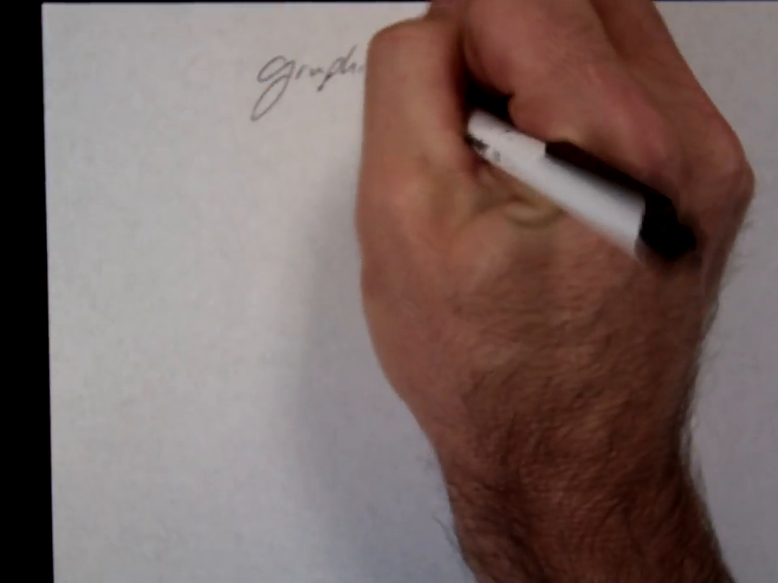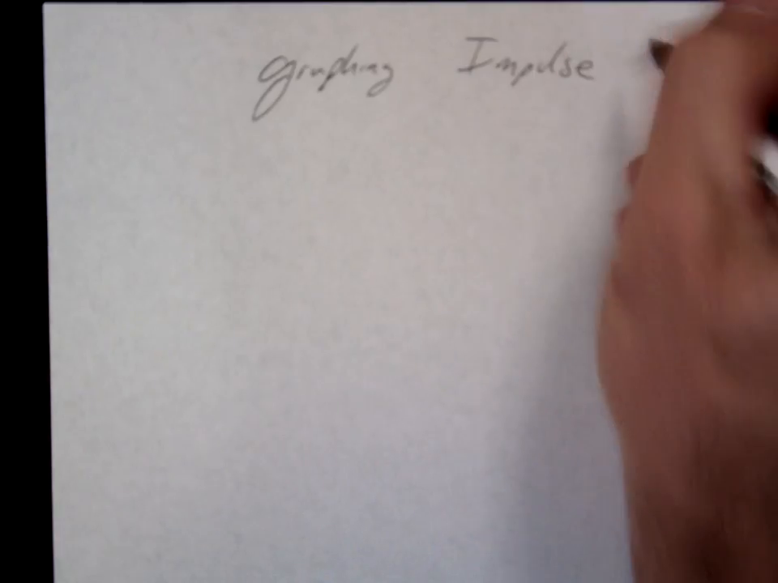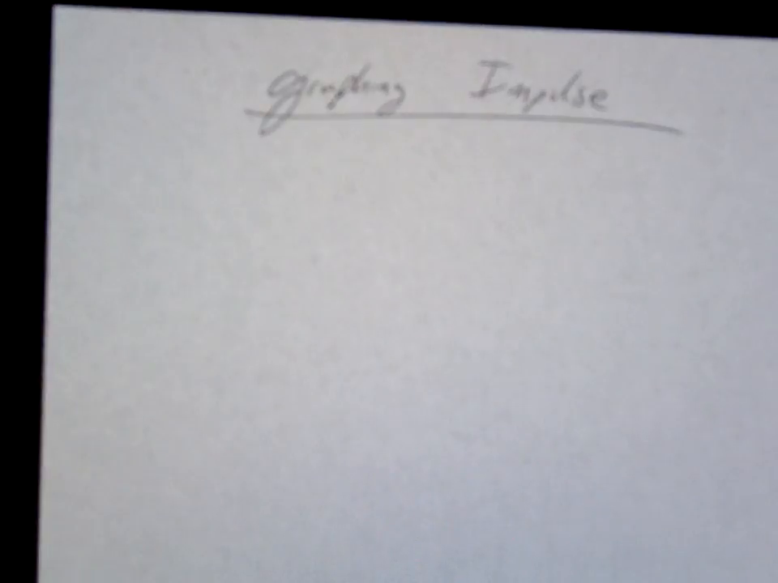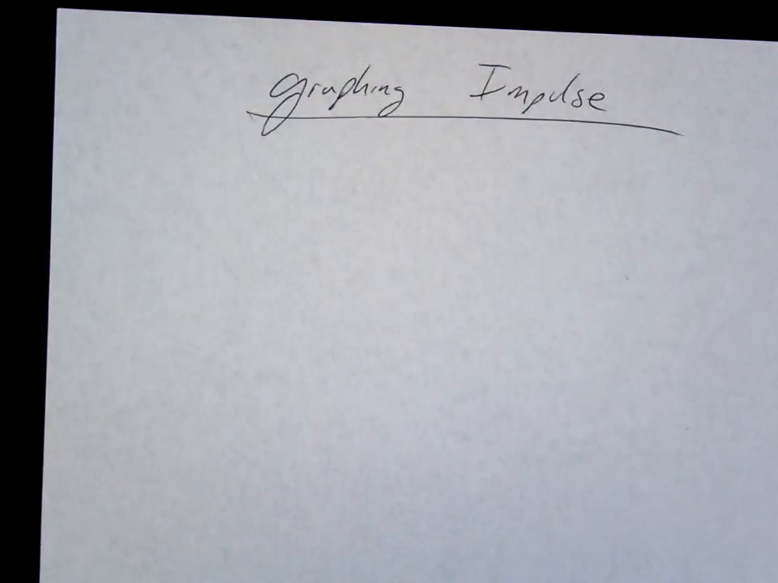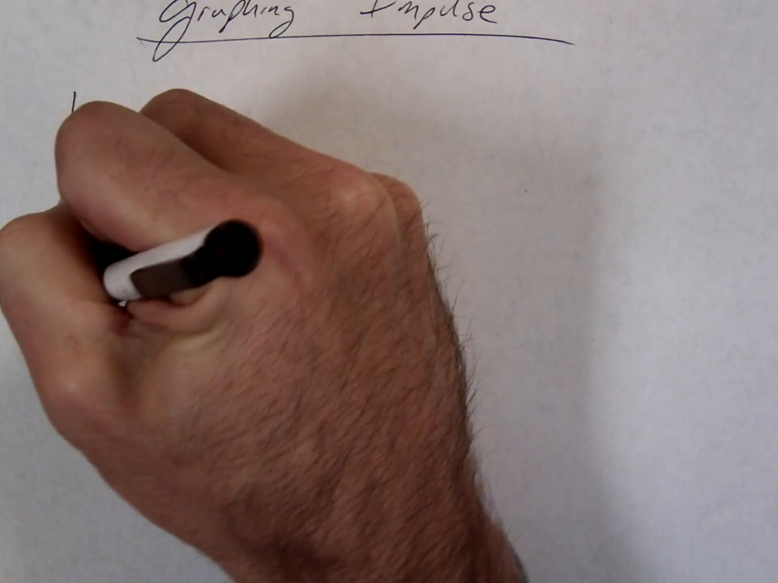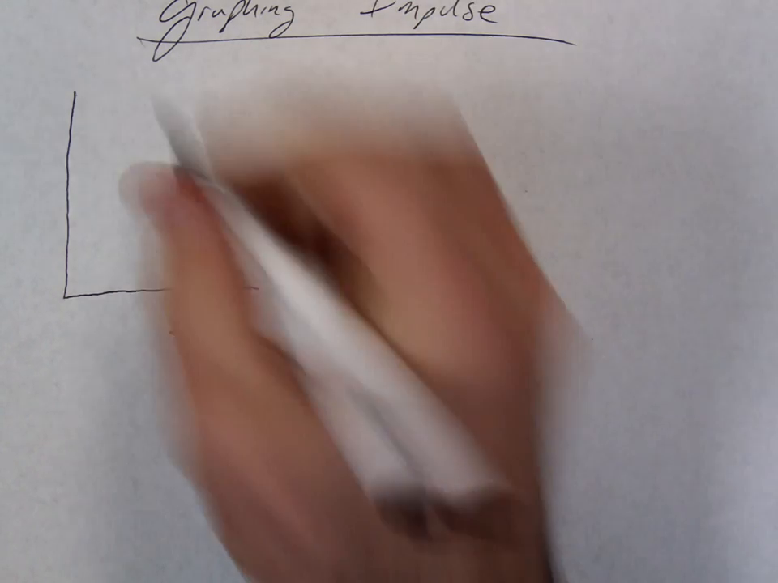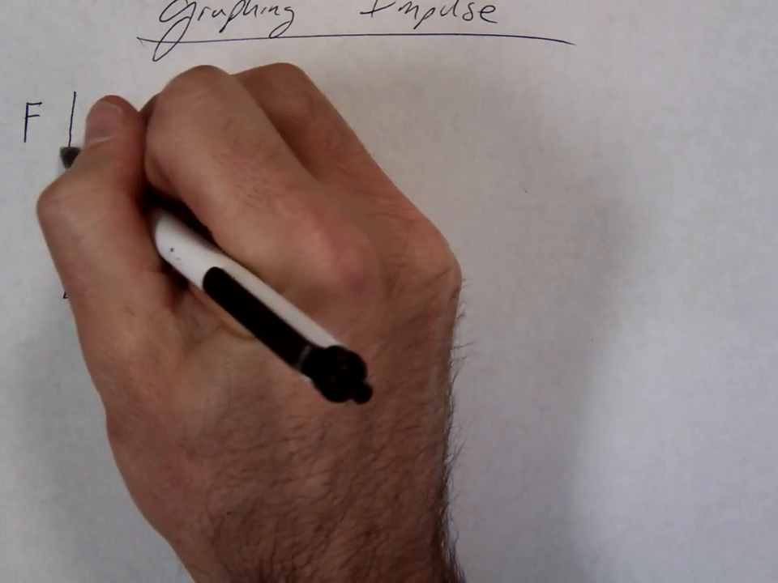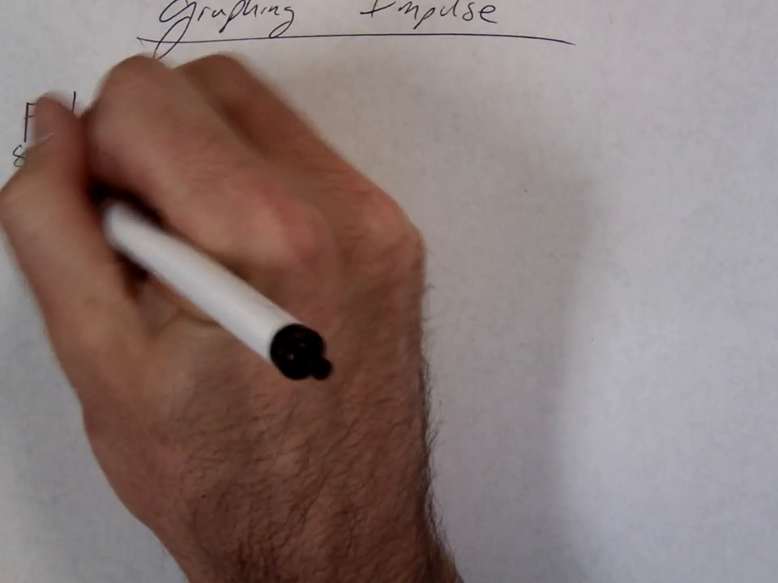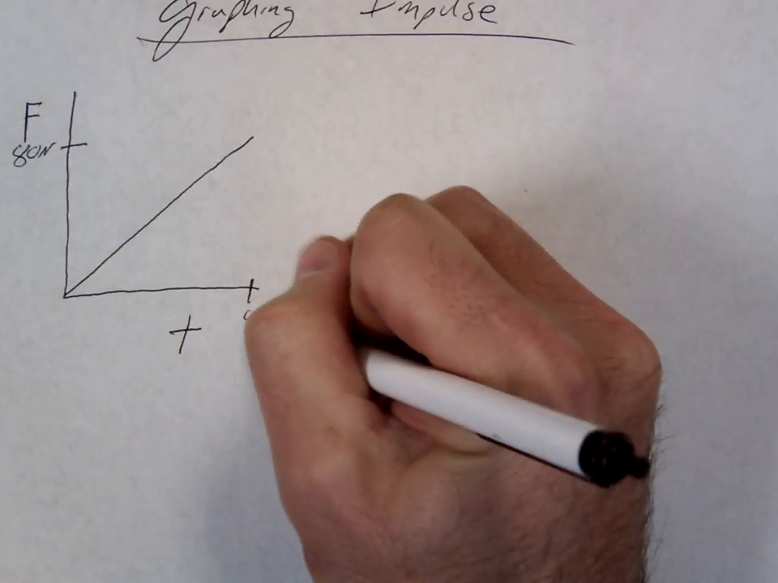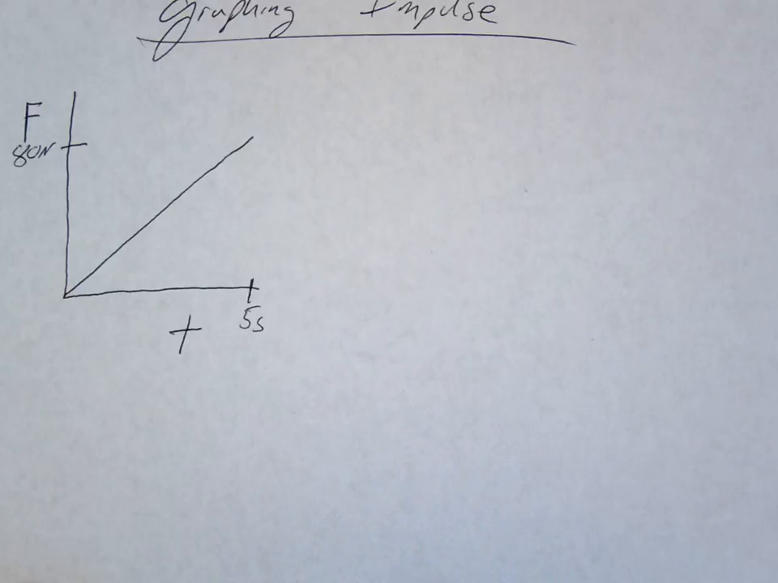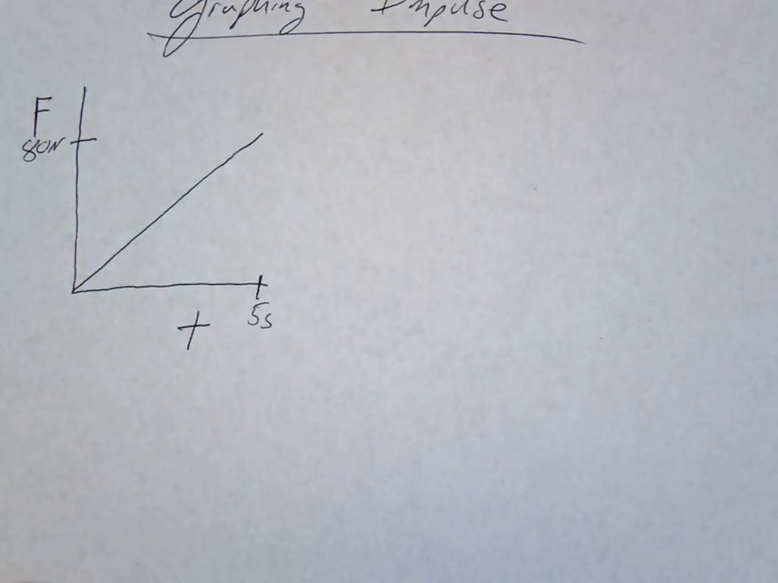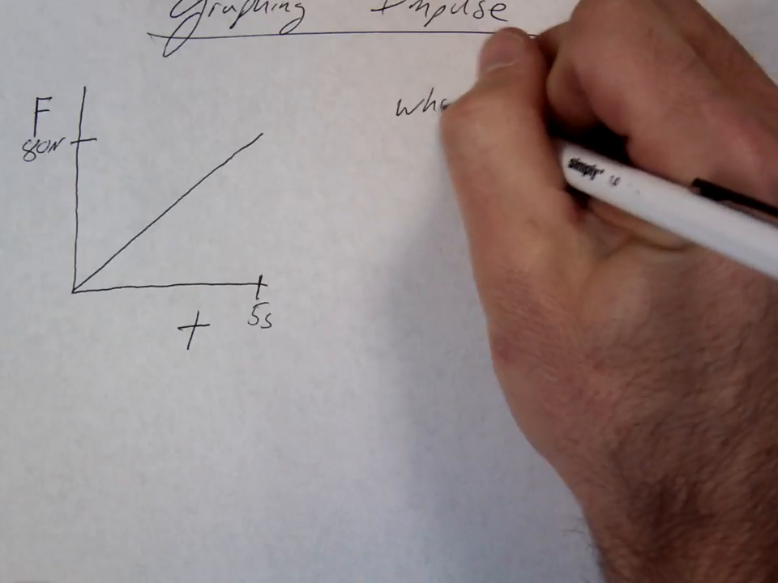Okay, so let's look at graphing impulse. For example, let's say you have a graph like this. Time, force. Okay, let's say this was 80 newtons. Let's say this was 5 seconds. And I asked you, what is the impulse?